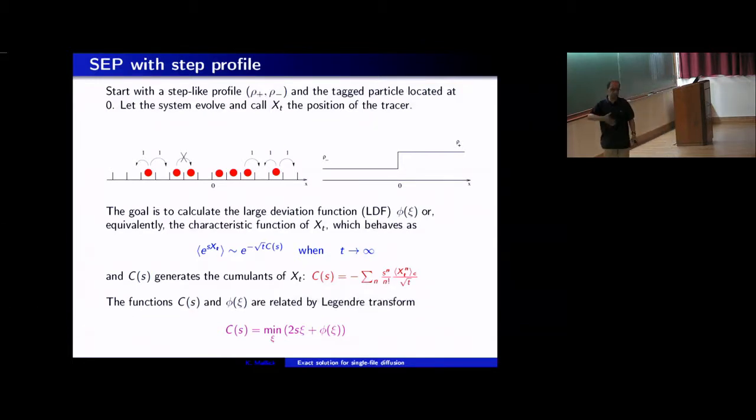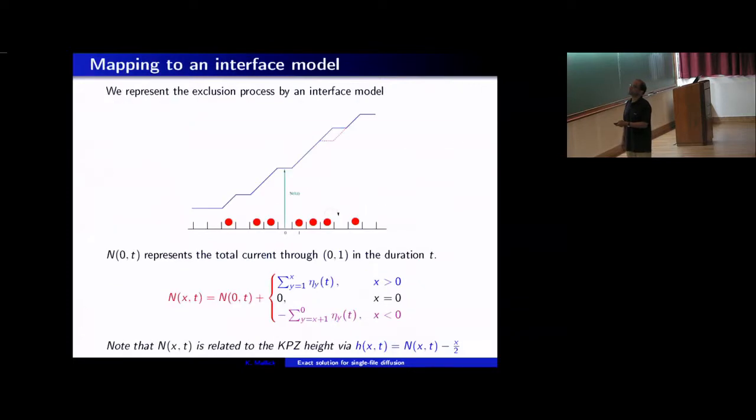You can prove, this is again basic probability theory, and I'm flashing through it, you can prove that they're related by Legendre transform. So if you know one, you know the other. If I'm able to compute the characteristic function and I Legendre transform it, I get the large deviation function and vice versa. So, okay, all this information is the same.